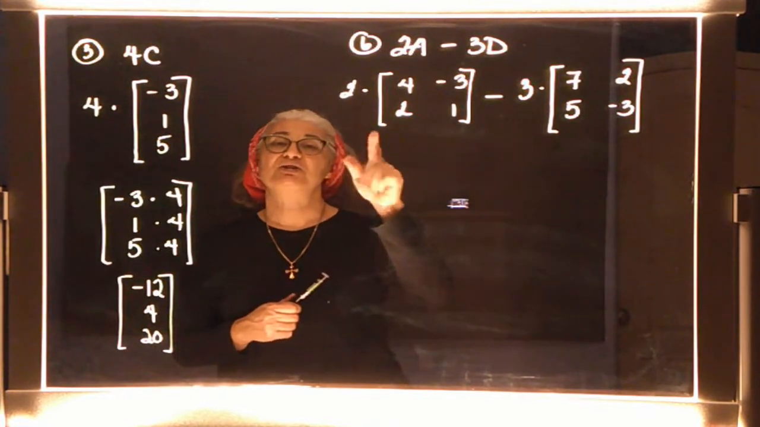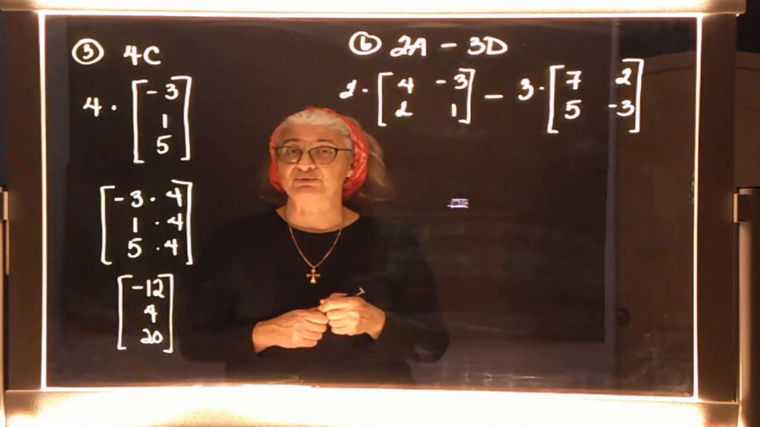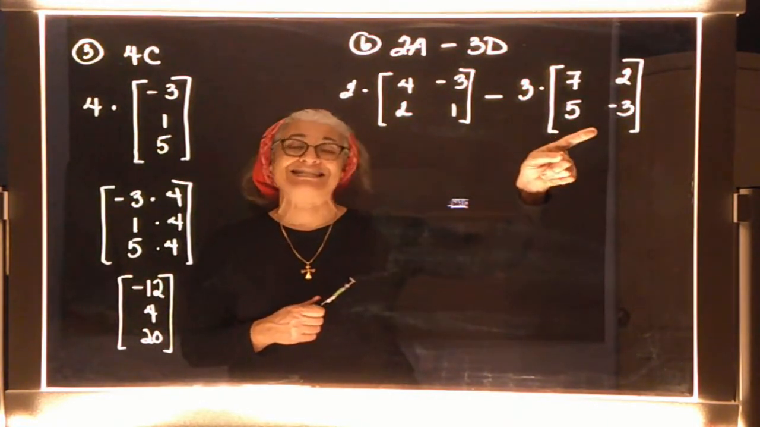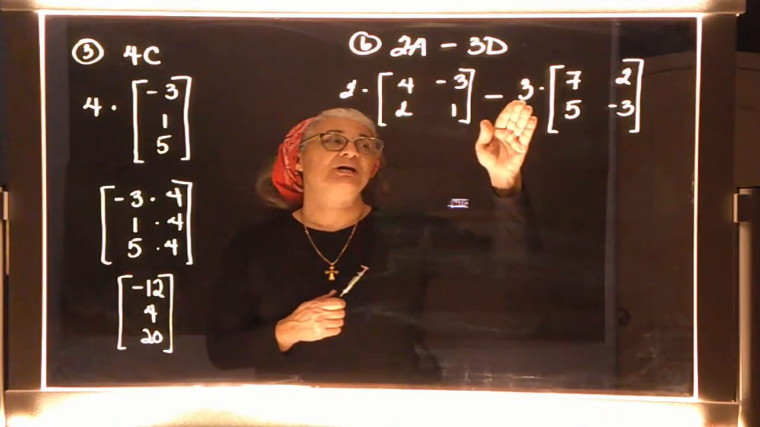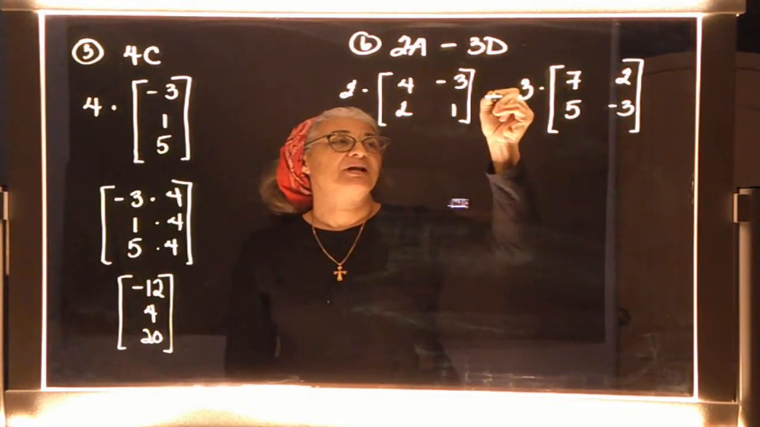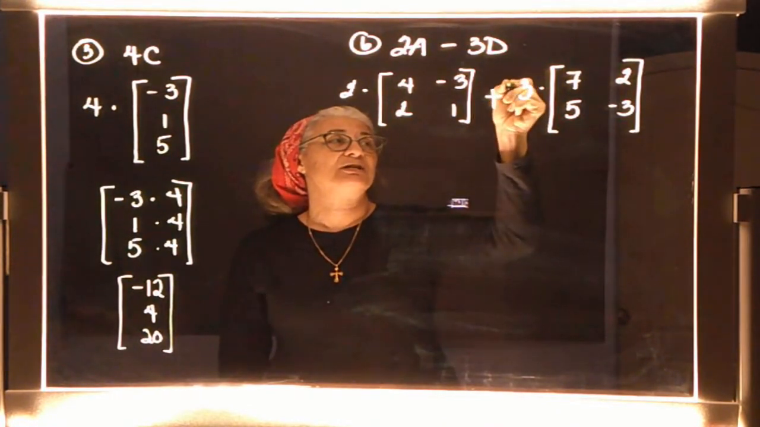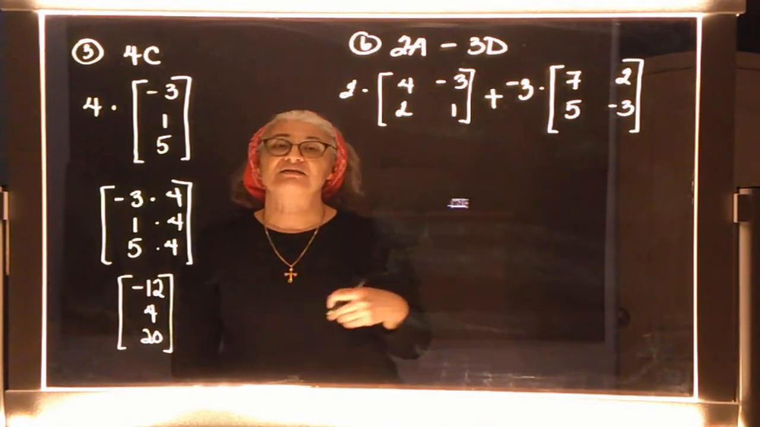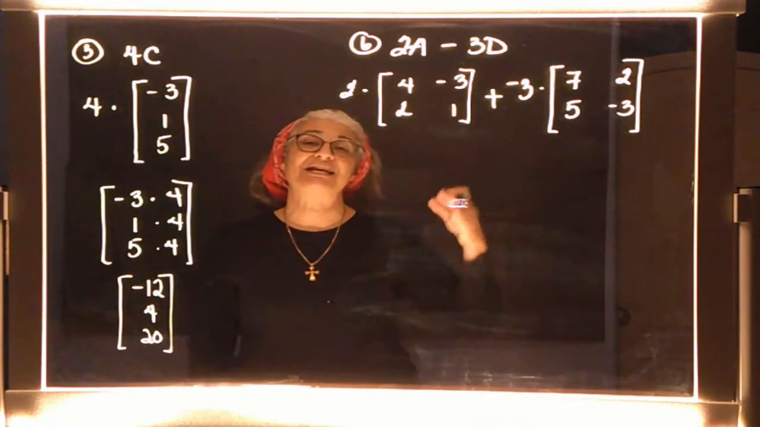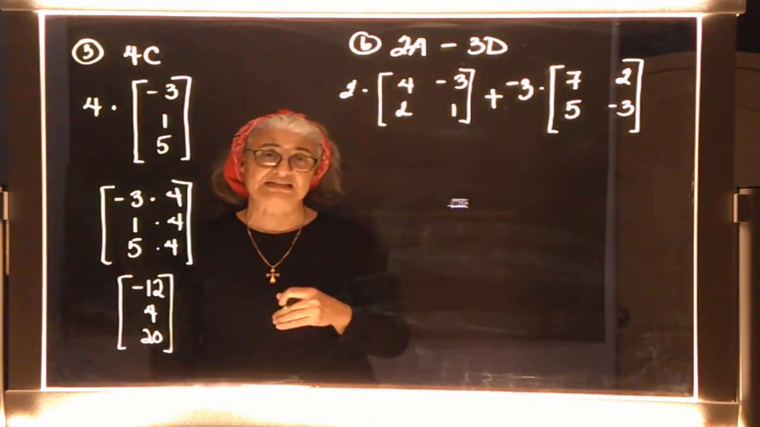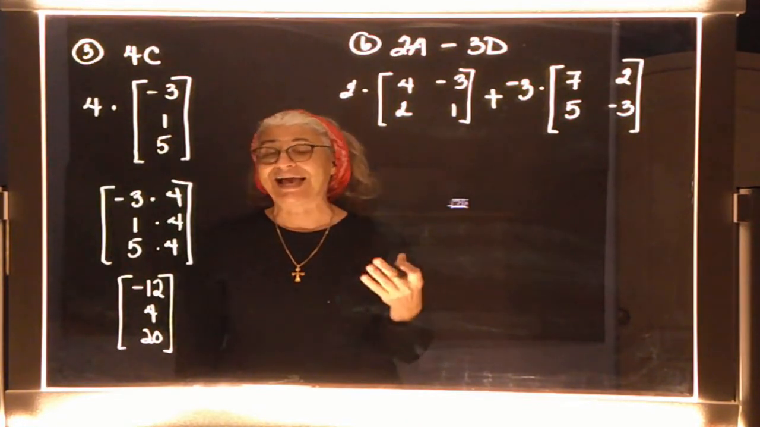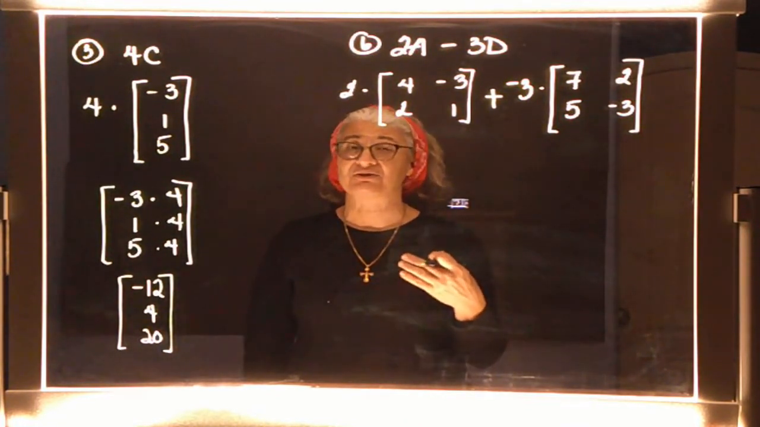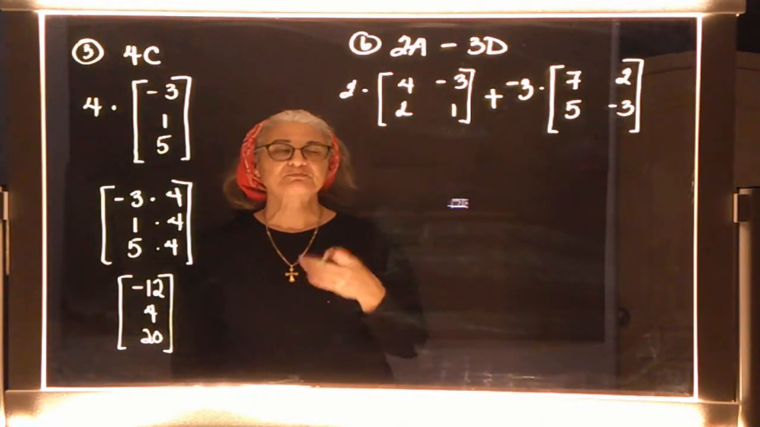On matrix A, you are definitely distributing a 2. On matrix D, I suggest not multiplying a 3 in, but I'm going to change this to addition and make that 3 negative and say, hey, distribute a -3 into matrix D. Because then all my brain is left doing is literally adding the 2 matrices together. Does that make sense?